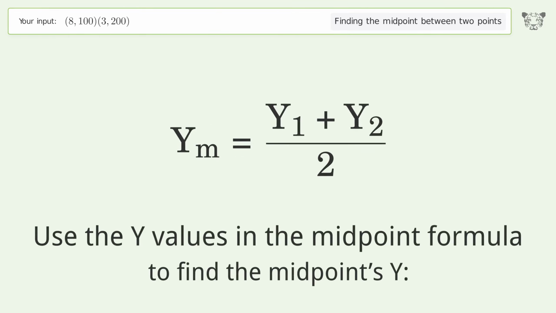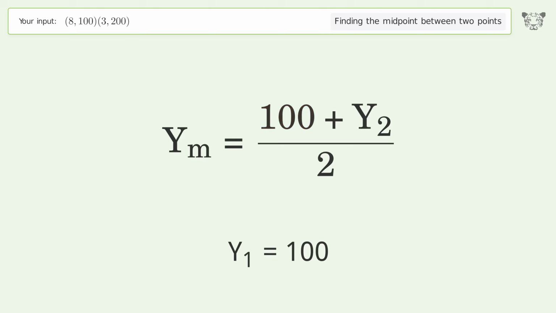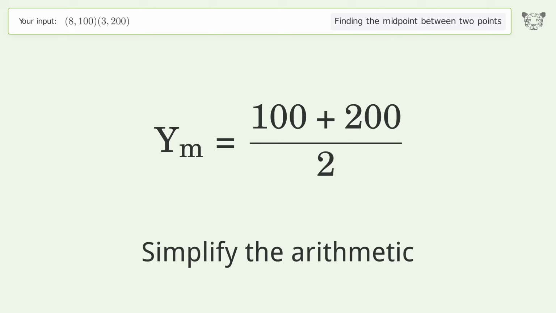Use the y values in the midpoint formula to find the midpoint's y. y1 equals 100. y2 equals 200. Simplify the arithmetic.